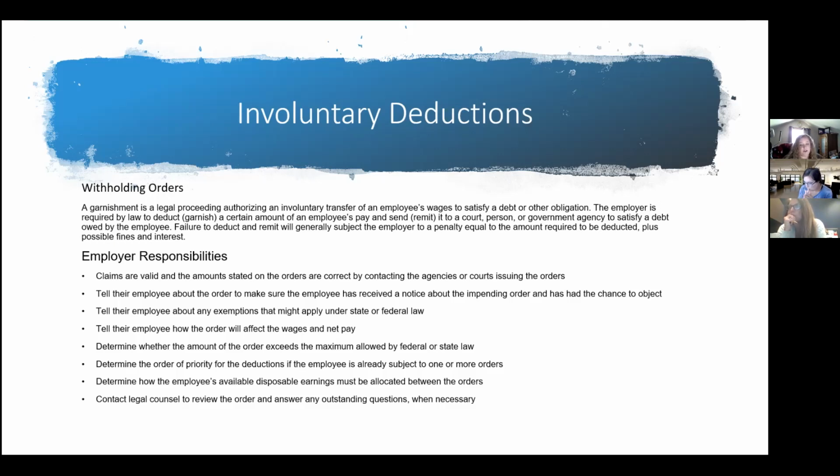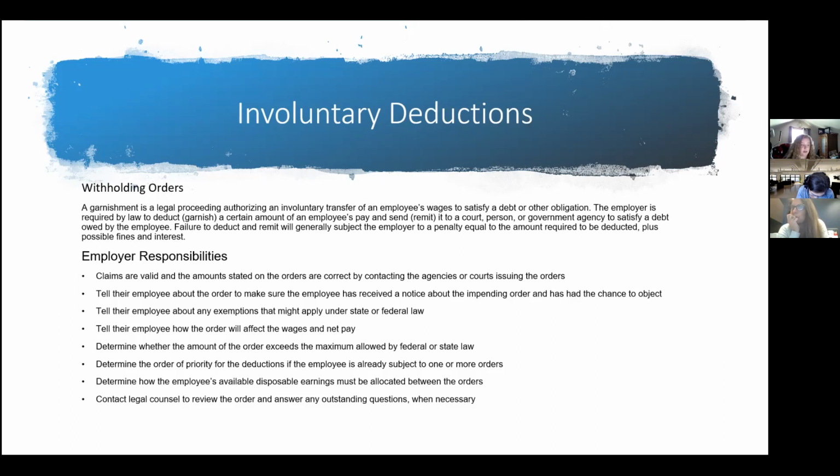So be careful, make sure you're withholding, make sure you're remitting. Once you withhold, you have to actually send it to wherever it's supposed to go in order to not be in trouble as an employer. So as an employer, you have to verify that claims are valid and amounts stated on the orders are correct by contacting the agency. So if you receive an order, you need to make sure it's valid. You need to make sure that the amounts stated on the orders are correct by contacting the agencies or courts issuing the orders. They need to tell their employee about the order to make sure the employee has received a notice about the impending order and has had the chance to object. So the employee shouldn't be surprised.